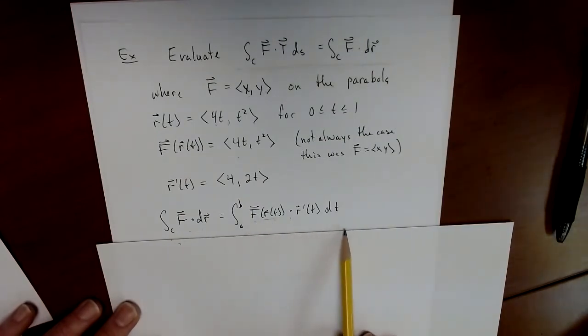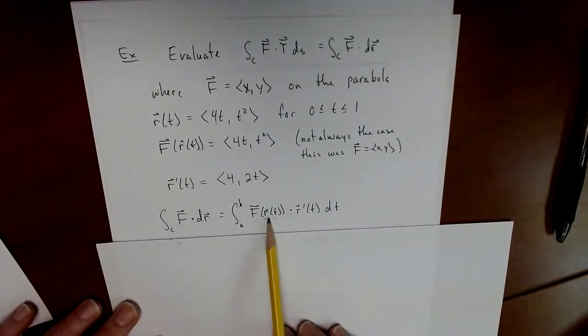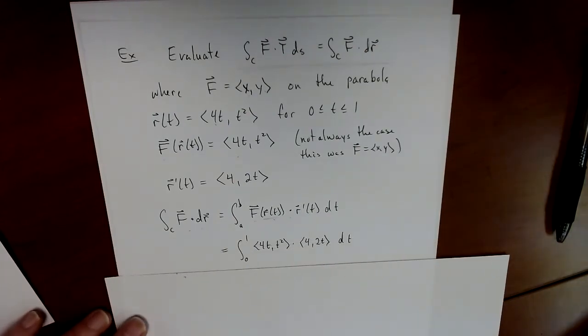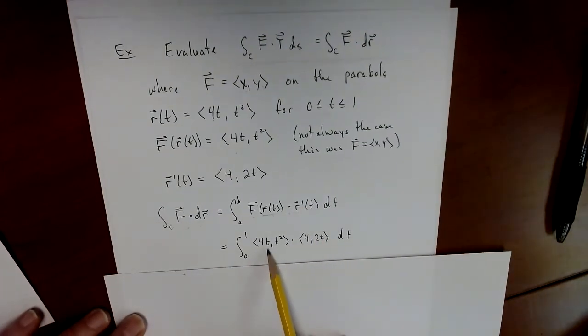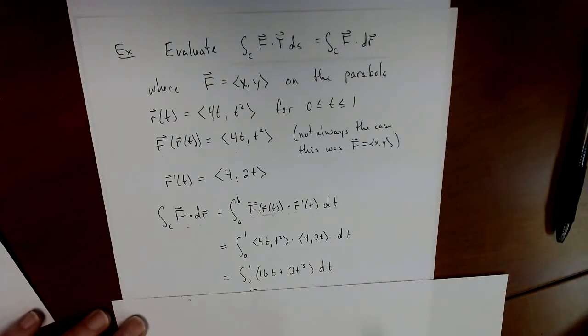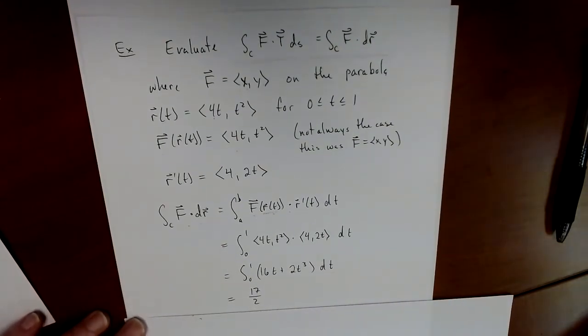We want this to be a Calc 1 integral where t is our only variable left. So you have to plug in r of t and get everything in terms of t. We've already found those. So that's just 4t, t squared dotted with 4, 2t, still integrated as t goes from 0 to 1. Do the dot product, do a quick Calc 1 integral.